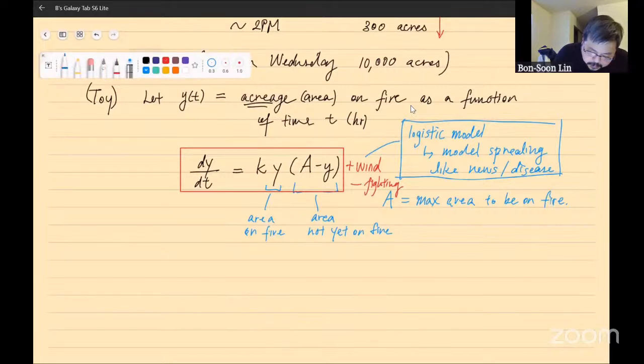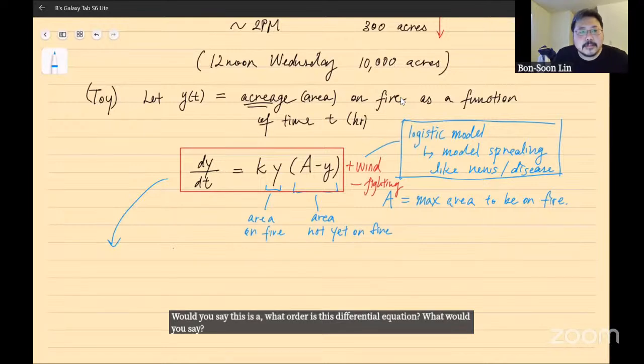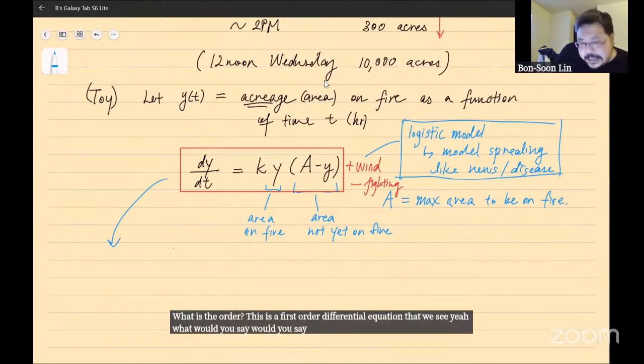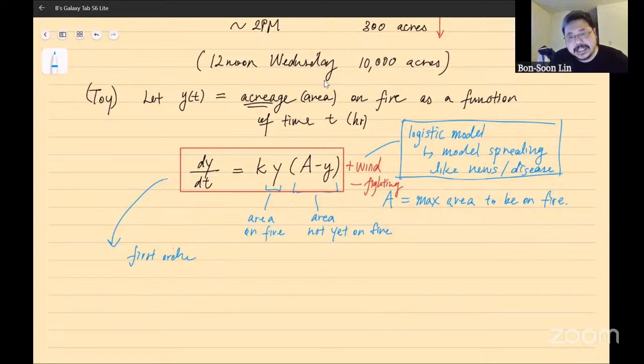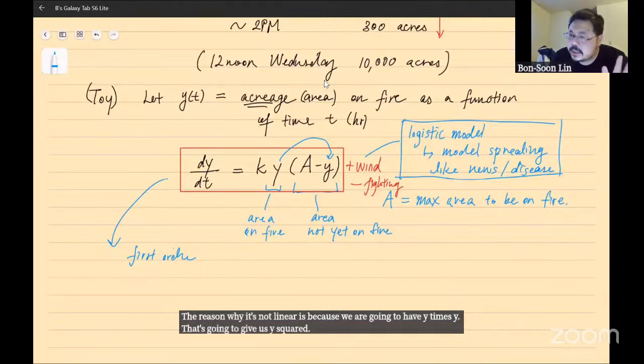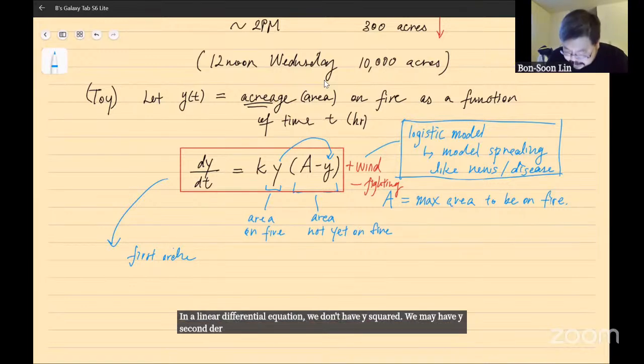As a review, what order is this differential equation? First. This is a first order differential equation. Would you say this is a linear differential equation? Is this linear? No, it's not linear, right? The reason it's not linear is because we are going to have y times y. That's going to give us y squared. In a linear differential equation, we don't have y squared. We may have y second derivative, but not y squared. So this is not linear.